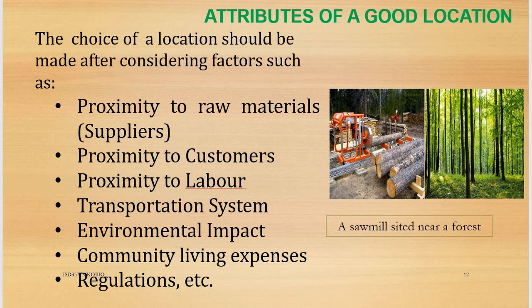Proximity to raw materials, proximity to customers, proximity to labor. Meaning that, are you going to get workers, skilled workers, in order to work for you at that particular location? You have to consider all of these. The fourth one is transportation system. If you are choosing a location whereby your business consists of supplies, moving raw materials and supplying finished products here and there, and you don't check your transportation system, you are going to find yourself wanting. Are we good?